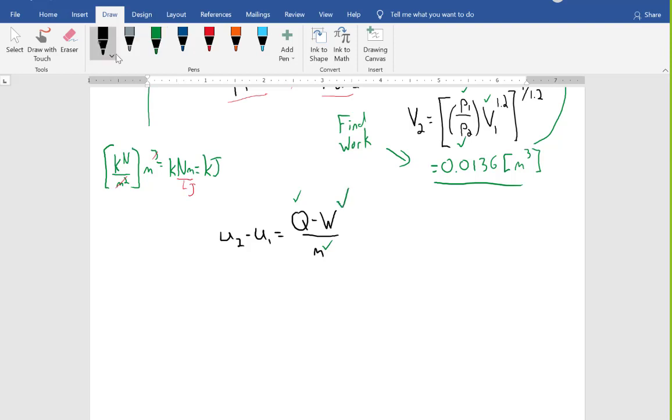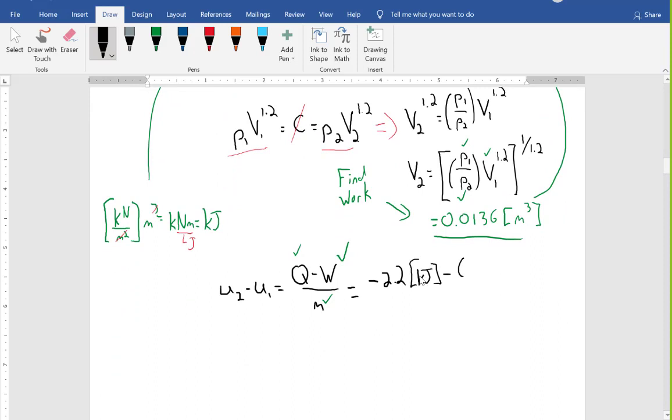So now I have a value for work. We had the heat transfer, it was 2.2 kilojoules, but remember heat was going into the system, so this was negative 2.2 kilojoules, minus the work, which is negative 7.65 kilojoules, divided by my mass, which is 0.183 kilograms. Because this is the negative of a negative, that's like adding.